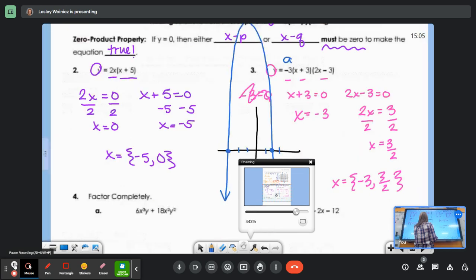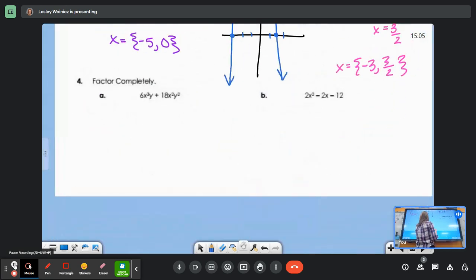Let's keep going. Next, we are factoring completely. So the first thing we need to look for when we're factoring is a GCF. What number divides evenly both 6 and 18, the biggest number? 6. Okay, how many x's do they have in common? I've got 3 and 2. How many can come out? 2. X squared comes out. How many y's can come out? 1. Okay, then I need to find the leftovers.